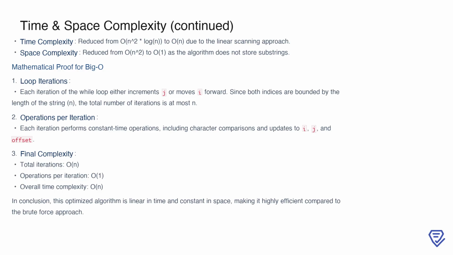Mathematically, the while loop iterates at most n times because either i or j is incremented during each iteration. Each iteration involves constant time operations like character comparisons and variable updates. With O(n) total iterations and O(1) operations per iteration, the final time complexity is O(n). This makes the solution both time efficient and space efficient, a significant improvement over the brute force method.